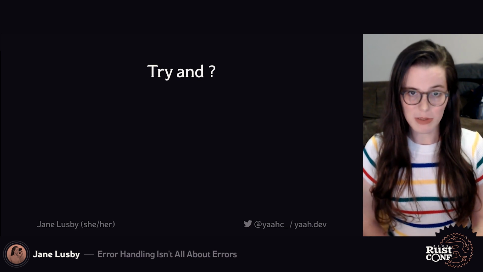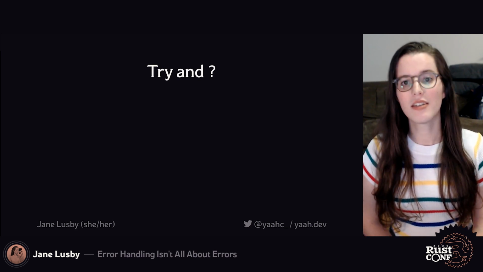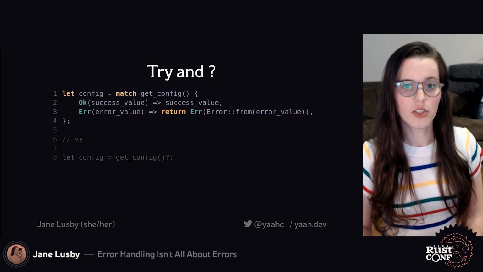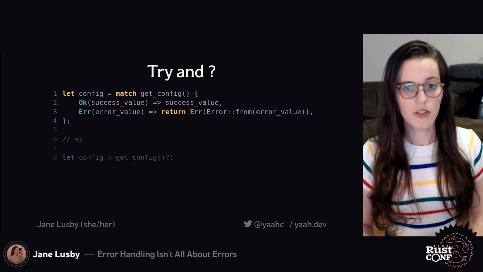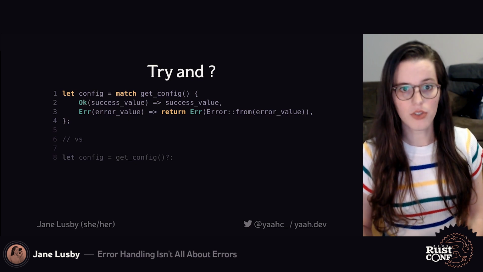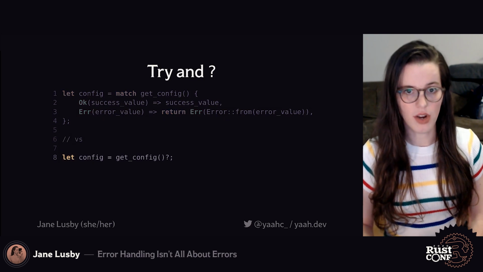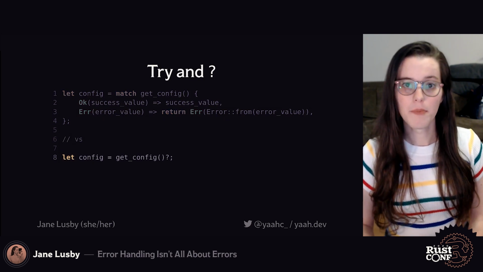The currently unstable Try trait is used to model fallible return types in Rust. Indeed, Result is a type that implements the Try trait, as does Option and some other combinations thereof. With the Try trait, Rust is able to abstract the propagation of errors with the try operator. Here we can see two equivalent code snippets. The first manually propagates the error using match and return. The second does the same by simply using the try operator to propagate the error.